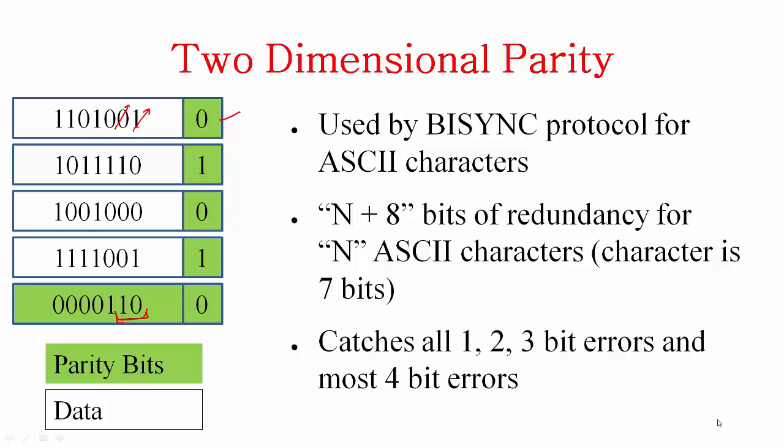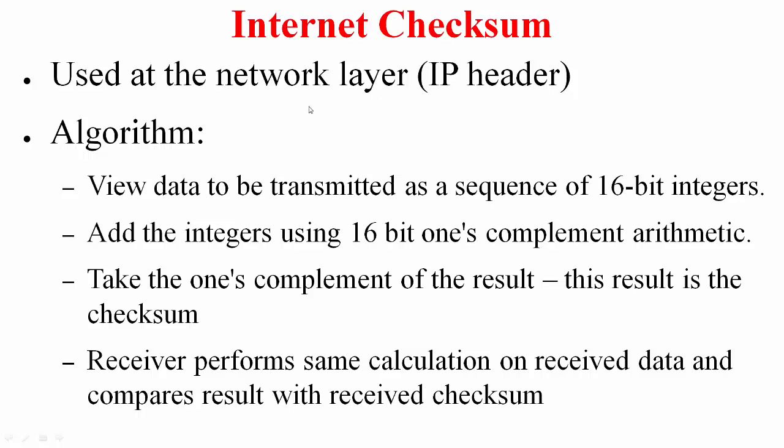So in general, the two-dimensional parity can detect all 1, 2, 3-bit errors and it can detect most 4-bit errors. So its capabilities are not so bad. So another error detection algorithm that is used is the internet checksum.